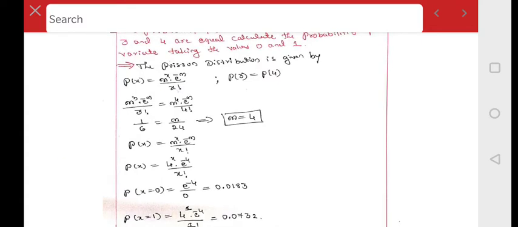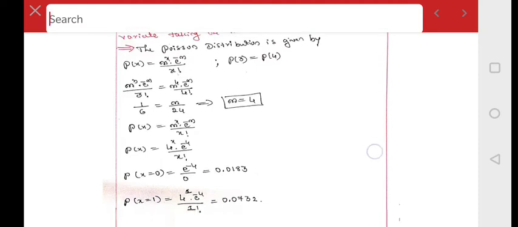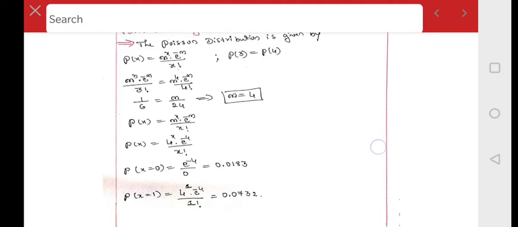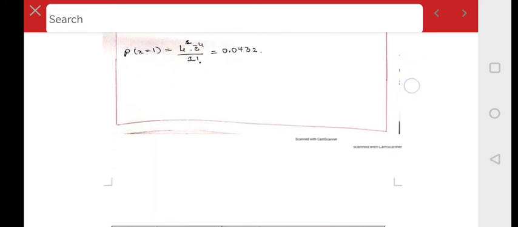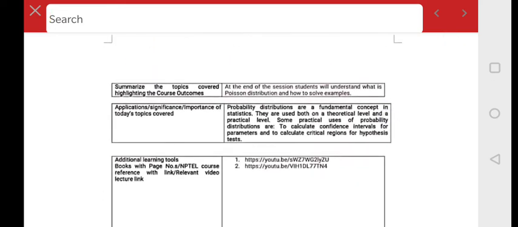Now p of x is equal to m raised to x e raised to minus m upon x factorial, so p of x will be equal to 4 raised to x e raised to minus 4 upon x factorial. Therefore for x equal to 0, the probability is e raised to minus 4 upon 0 factorial, which is 0.0183. Next, p of x equal to 1 is 0.0732.